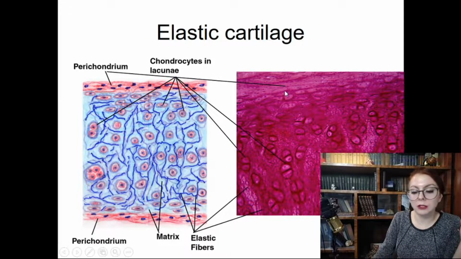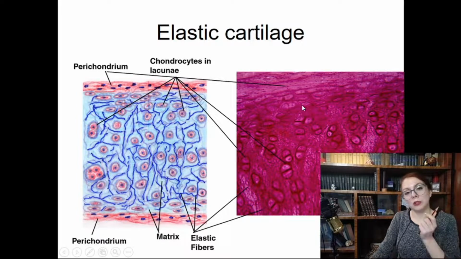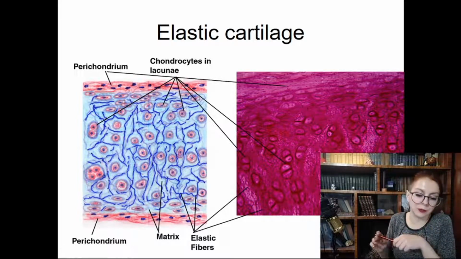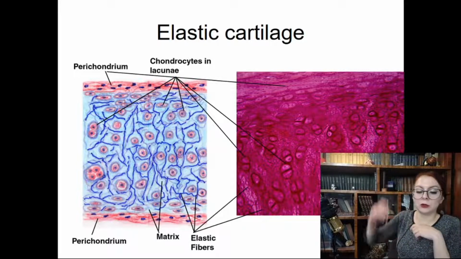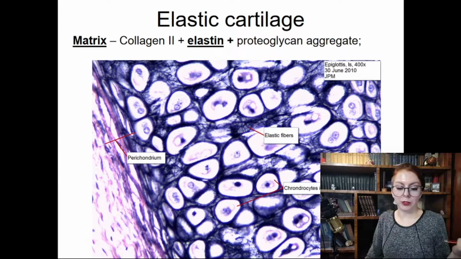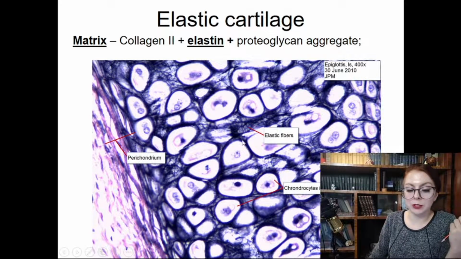Chondroblasts divide, and in this way they provide appositional growth, the growth of cartilage in thickness by adding new tissue from outside. Here another view of elastic cartilage is given. Again, we have the perichondrium with the connective tissue fibers and chondroblasts and very prominent elastic fibers.